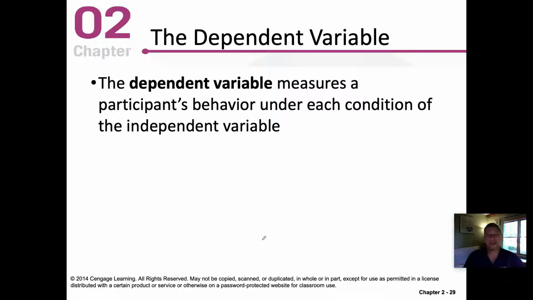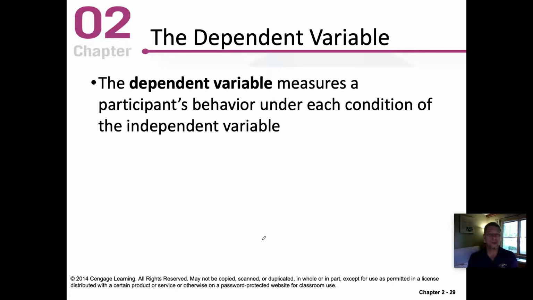Now, on the other hand, the dependent variable measures the participant's behavior under each condition of the independent variable. In our example, we talked about how much weight each person would lose given that diet. And of course, you don't just have 3 people, you have 10 people in each group. So maybe 30 people participate in this experiment. And so when you do that, you have to take an average. But what you're measuring at the end of the experiment, or maybe all the way through the experiment, is the dependent variable. In this case, it would be the weight loss that the group experienced as a whole.